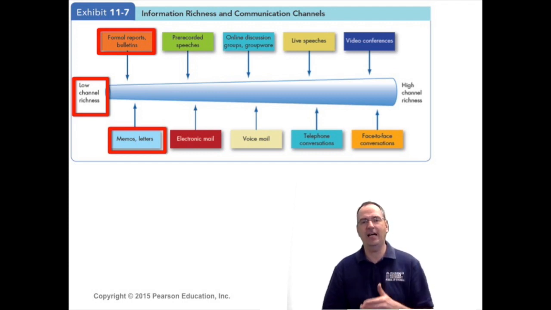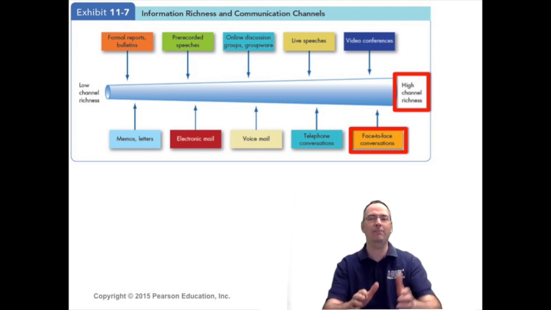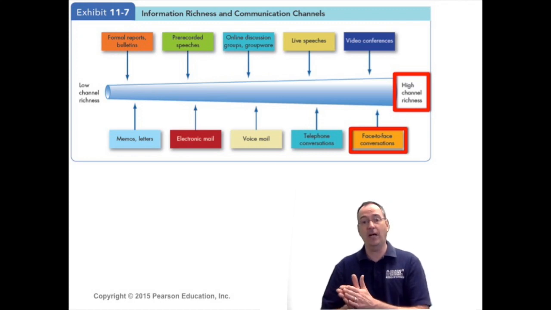That's fine. If you need high channel richness or you're going to have lots of feedback, get off your butt and go meet with that person. If you're not local, video conference with that person. The more high channel richness you need, the more critical it is to use face-to-face and video conference. The telephone's really not that good when you need the highest channel richness. Video conference or get off your butt and go see somebody.